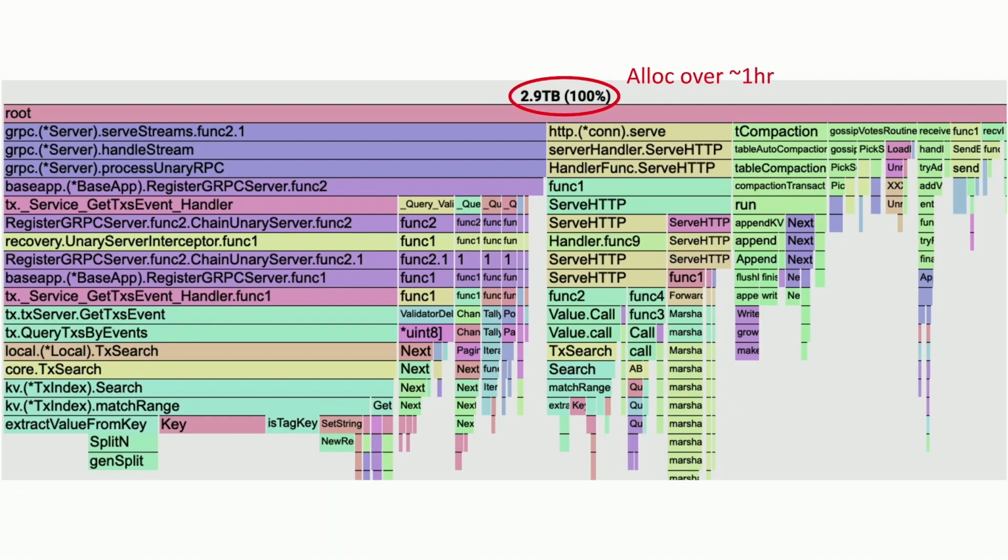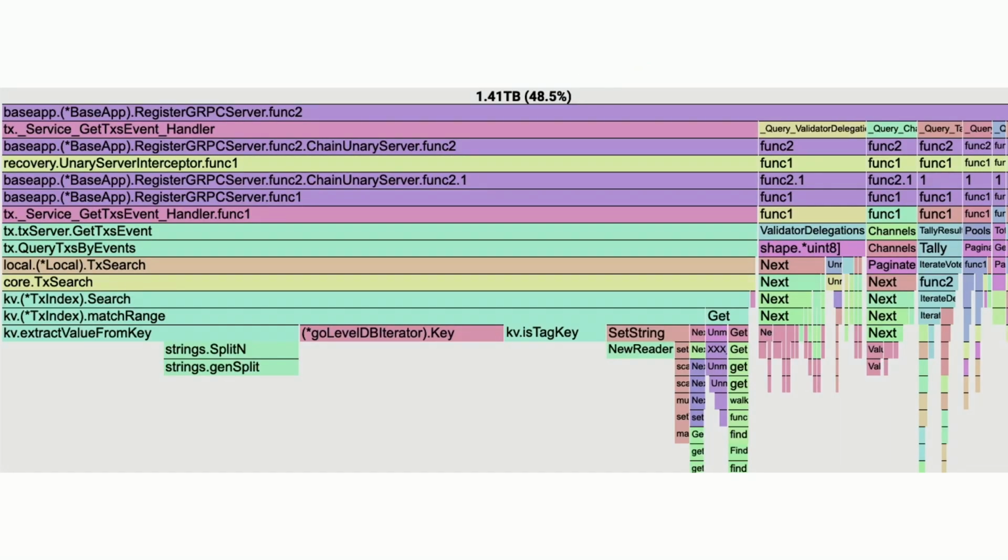But in this example, we want to see what was using the most memory. This is the one example where we actually want to see what's using a lot. And so I'll highlight here this registered gRPC server function. It's the widest block, and we want to click into it to see what's going on. So we click into it, and we see at the top, 48% of the memory was being allocated to this.